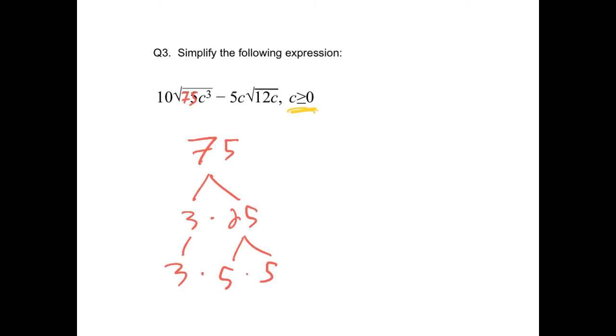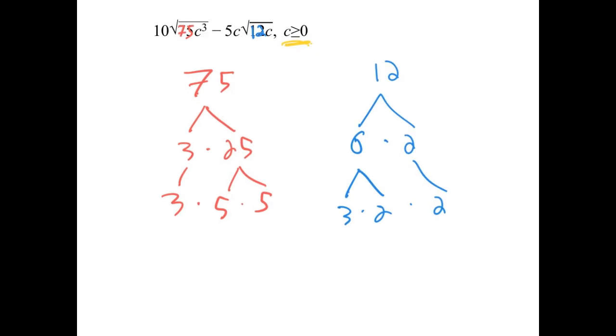Now let's do the same thing for the number 12. So 12 would be 6 times 2. 6 is the same thing as 3 times 2. 2 is already a prime. So there are our prime factorizations. So with that in mind, let's rewrite the original expression. So we have 10 times the root of 3 times 5 times 5. Now, we also had c cubed under the radical sign. And c cubed is the same thing as saying c times c times c.